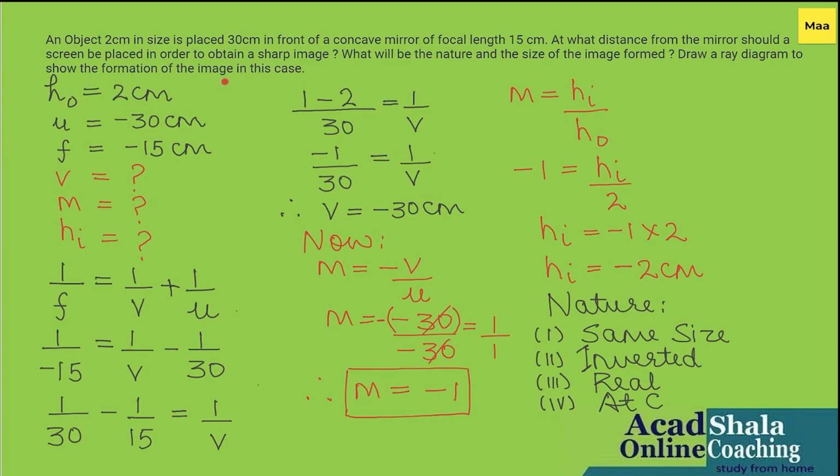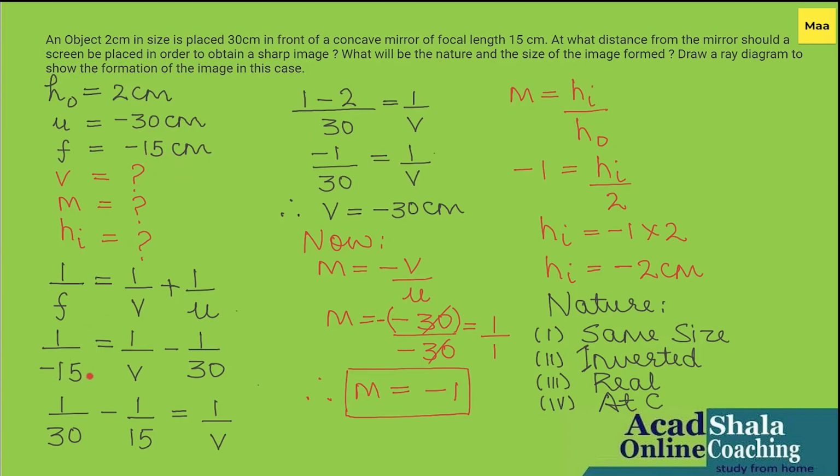So after writing what is given and what we have to find out, now we will take the help of the formula. The formula says 1 upon f is equal to 1 upon v plus 1 upon u. Now after writing the formula, we will put in the values which are given in the numerical straight away. So 1 upon f is 1 upon minus 15, because I told you about the negative sign, since it is on the left hand side.